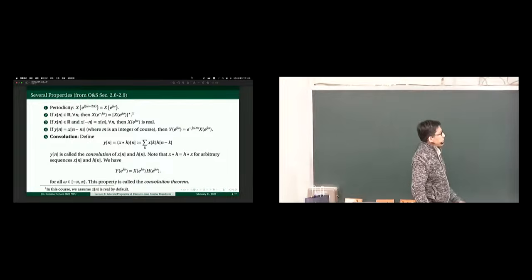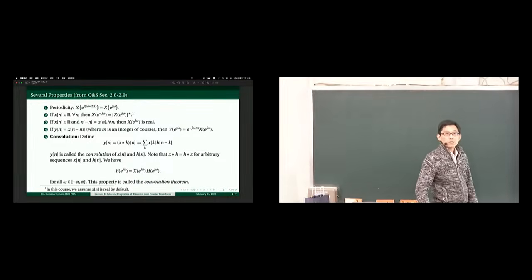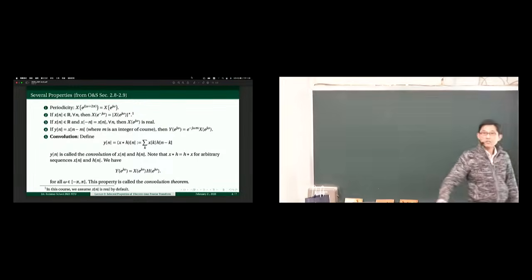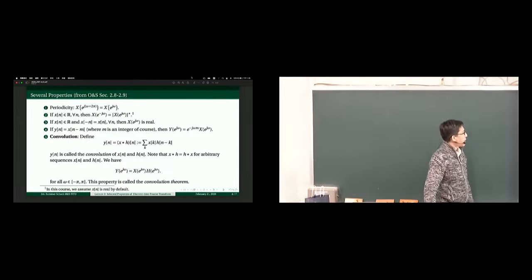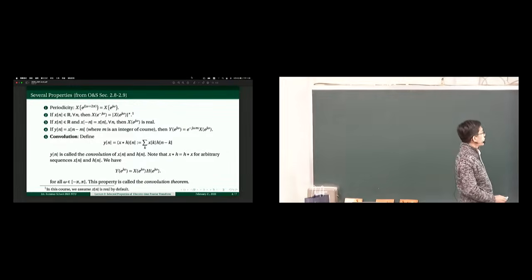If you're interested in a more complete coverage of all possible properties of the DTFT, please refer to a textbook. In textbook chapter 2, there are 2 sections dedicated to all the properties. But here I would like to mention 5 or 6 properties that I will be using a lot. So I'll introduce these properties first, and let us go over them one by one.